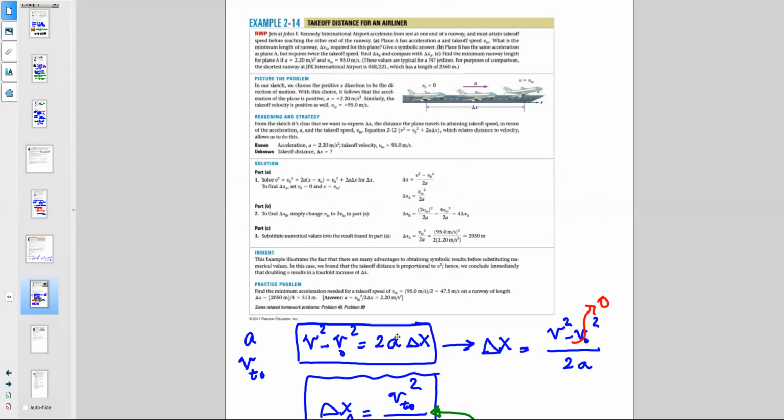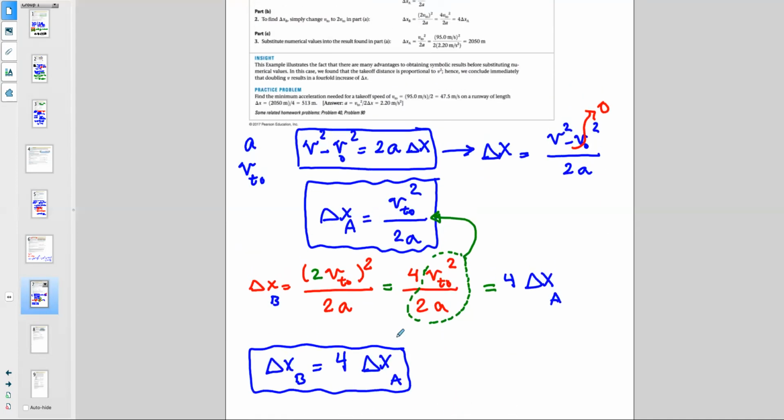Now, part C is asking, find the minimum runway length for plane A if a is 2.2 meters per second squared and V takeoff is 95 meters per second. So in other words, just substitute some numbers here. Instead of V takeoff to the power of 2, put 95 to the power of 2 over 2a, put 2 times 2.2 here, and then solve it. Easy as that.